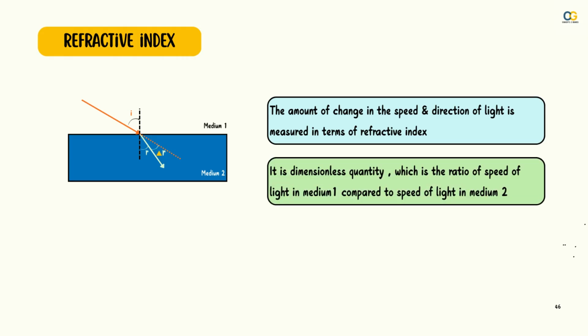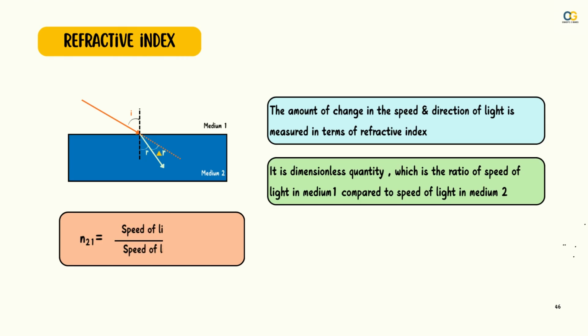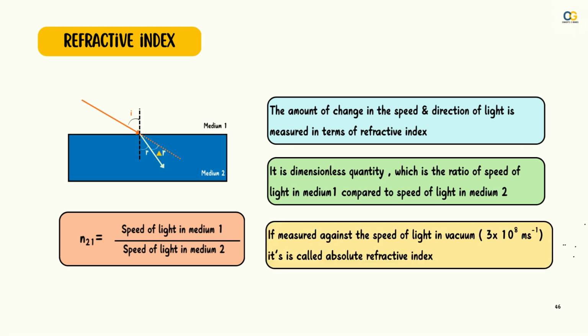It is a dimensionless quantity which is generally the ratio of the speed of light in medium 1 compared to the speed of light in medium 2. That is, the refractive index of medium 2 with respect to medium 1 is given by the speed of light in medium 1 divided by the speed of light in medium 2. If measured against the speed of light in vacuum, which is 3 into 10 to the power 8 meters per second, it is called absolute refractive index, given by the speed of light in vacuum divided by the speed of light in the medium.